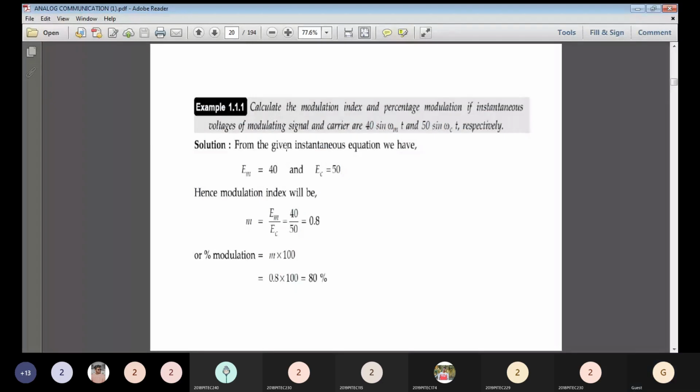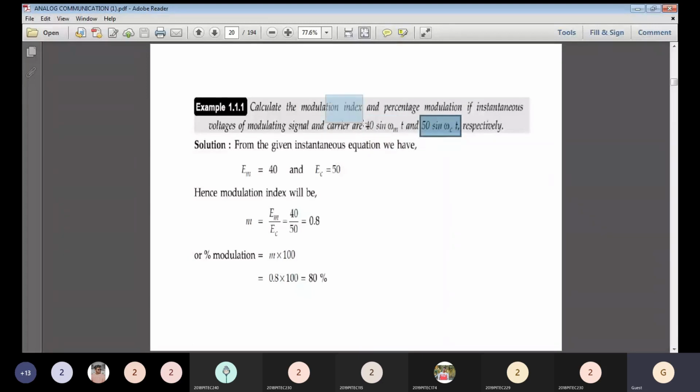First one is: calculate the modulation index and percentage modulation, if the instantaneous voltages of the modulating signal and carrier signal are 40 sin omega mt and 50 sin omega ct respectively. So we have to calculate the modulation index value and the percentage modulation value. What are the values given? Given parameters: the modulating signal is 40 sin omega mt. This is our modulating signal. Next, the carrier signal is also given, 50 sin omega ct.